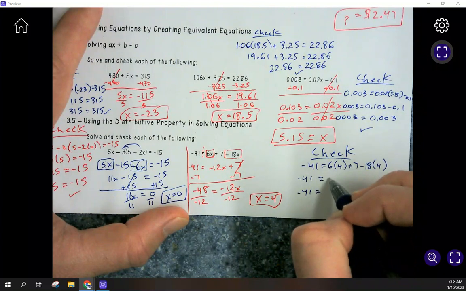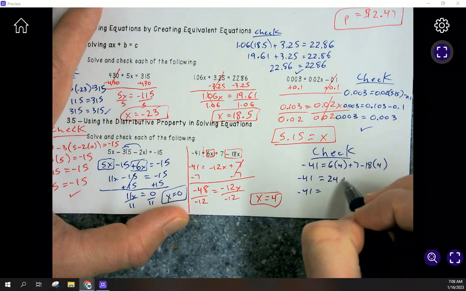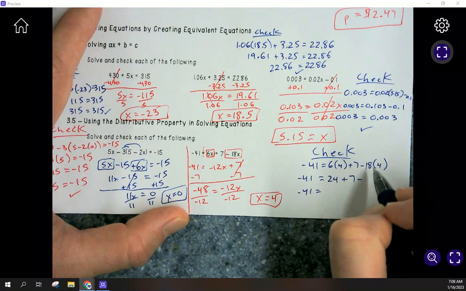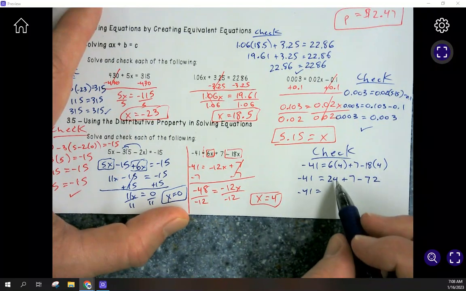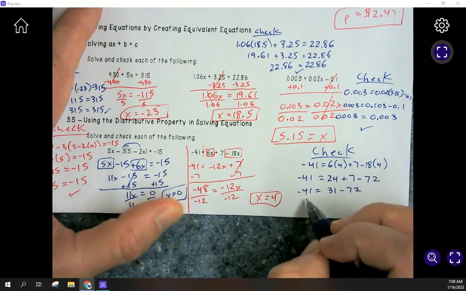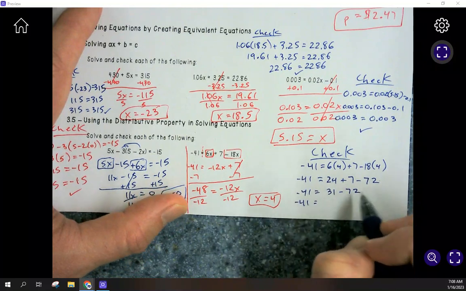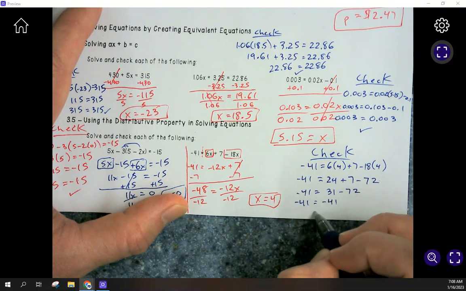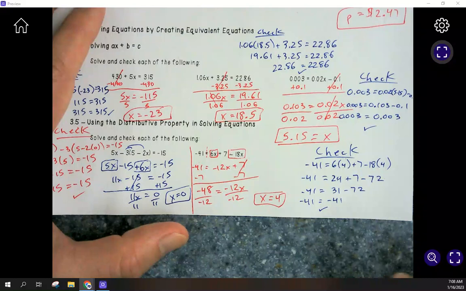All right, so 6 times 4 is 24. 18 times 4 is 72. One step at a time. This plus this is 31. And then 31 minus 72 is negative 41. Check works. Good to go.